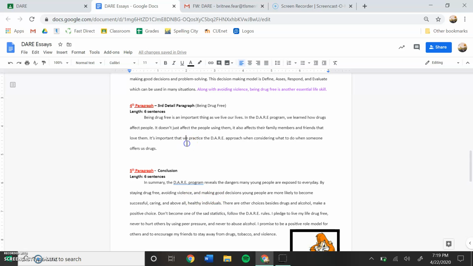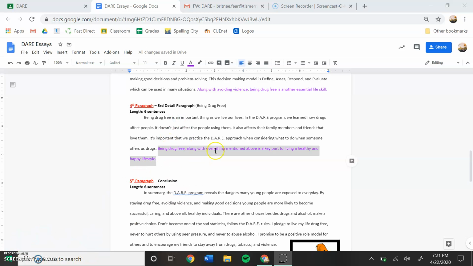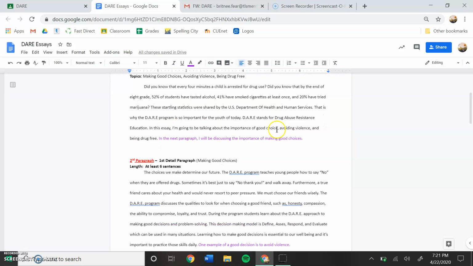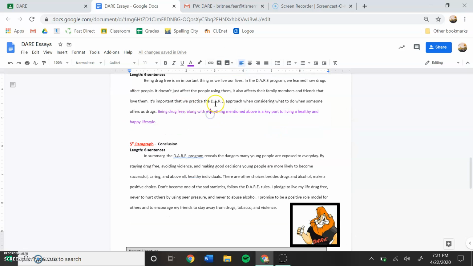All right, so an example of a transition that you can transition from your fourth paragraph into your fifth paragraph would be, all right, so I said being drug-free along with everything mentioned above is a key part to living a healthy and happy lifestyle. So I'm including what I just talked about in my fourth paragraph right here, but I'm also talking about everything else that I talked about in my whole essay, so everything that I've written thus far. So that will really kind of tie everything up together and set the stage for your concluding paragraph. Here you don't need a transition because you already provided your concluding statement.